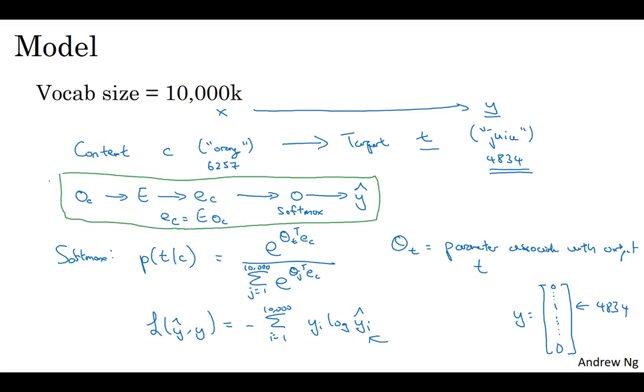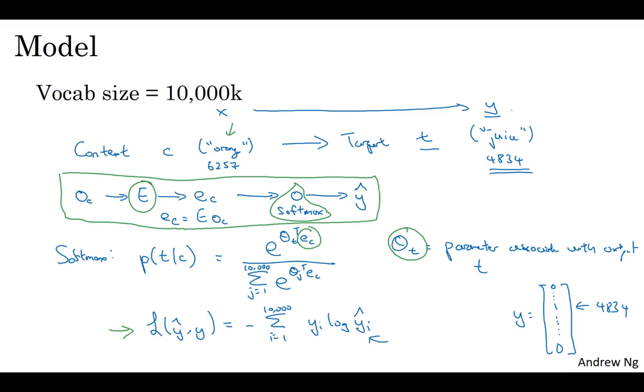So to summarize, this is the overall little model, a little neural network, with basically looking up the embedding and then just a softmax unit. And the matrix E will have a lot of parameters. So the matrix E has parameters corresponding to all of these embedding vectors, e_c. And then the softmax unit also has parameters, these theta_t parameters. But if you optimize this loss function with respect to all of these parameters, you actually get a pretty good set of embedding vectors.